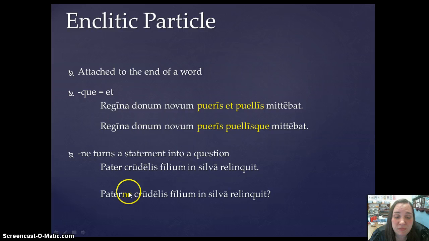So this little enclitic particle makes a statement into a question. That's it. There will be a few more, but like I said, the enclitic particle, not a very difficult concept, maybe a little intimidating a title for it.